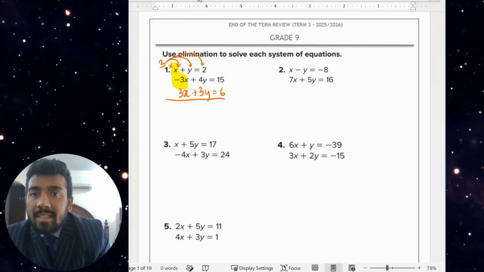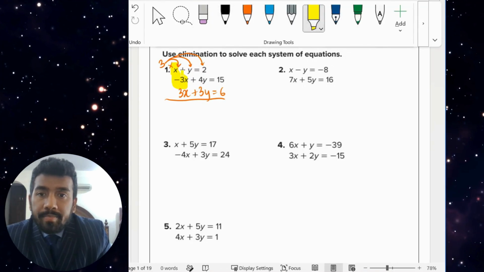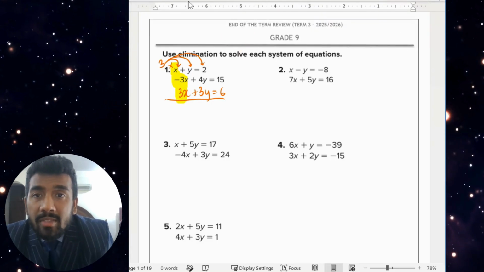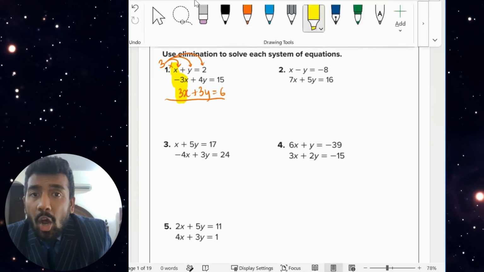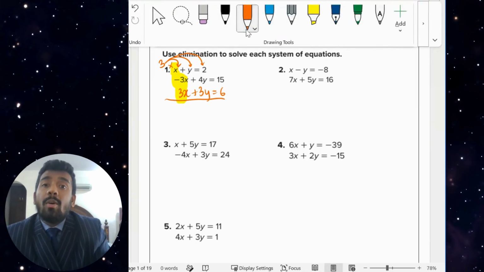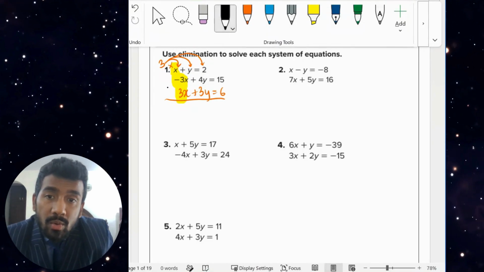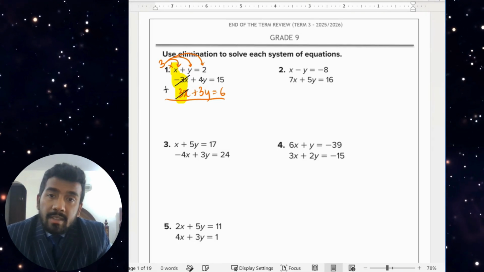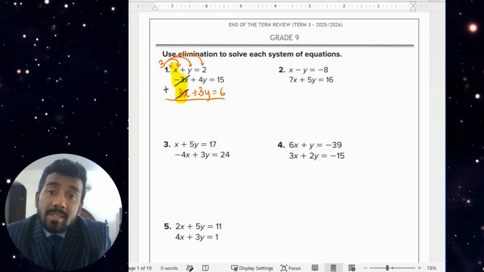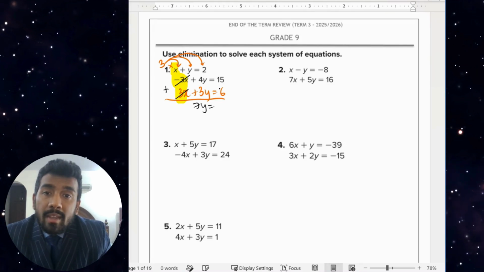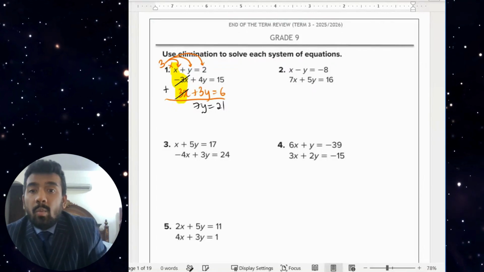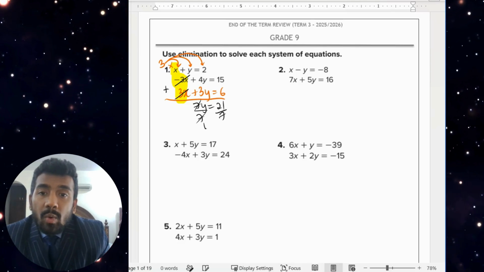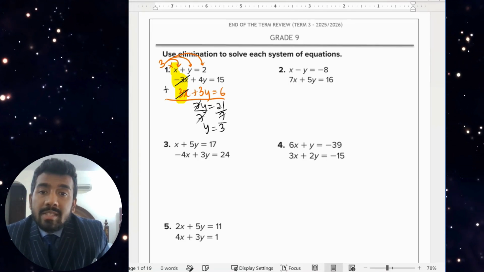Now look at these two terms. They are equal, 3 and 3. But what about the sign? The signs are opposite. What did I tell you? Whenever you have opposite signs, we have to add. So minus 3x plus 3x cancel. 3y plus 4y is 7y. And 15 plus 6 is 21. Then we divide by 7, divide by 7. Cancel, cancel. y is 21 over 7, that's 3.